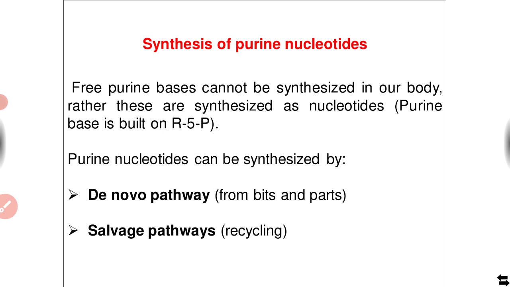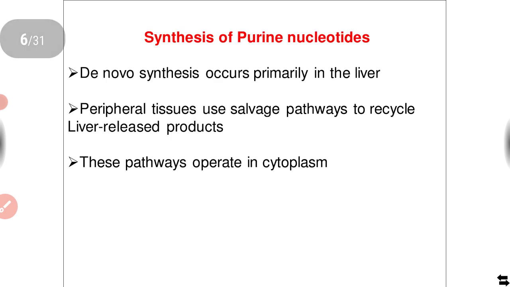Whereas the salvage pathway is a recycling pathway where breakdown of purine nucleotides provides free purines, and those purines are utilized to form a new purine nucleotide. So, synthesis of purine nucleotides is by de novo synthesis and by the salvage pathway. De novo synthesis occurs primarily in the liver. The peripheral tissues make use of the salvage pathway for purine synthesis. These pathways occur in the cytoplasm.